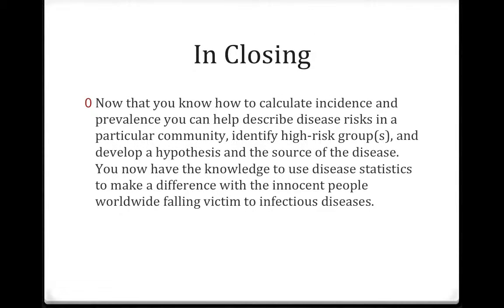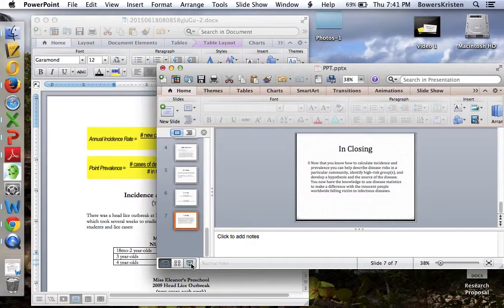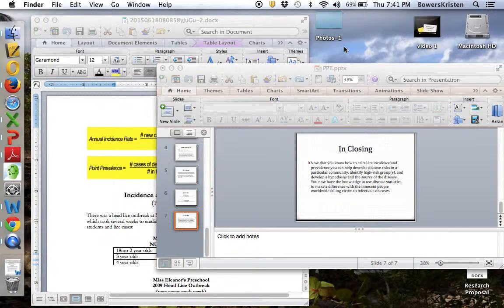In closing, now that you know how to calculate incidence and prevalence, you can help describe disease risk in a particular community. You can also help to identify high-risk groups and develop a hypothesis on the source of the disease. You now have the knowledge to use disease statistics to make a difference with the innocent people worldwide falling victim to these infectious diseases. Again, tomorrow, please bring worksheet number 1 so that I may check for understanding, and we will progress to worksheet number 2.